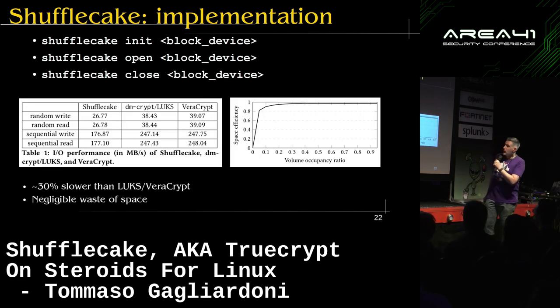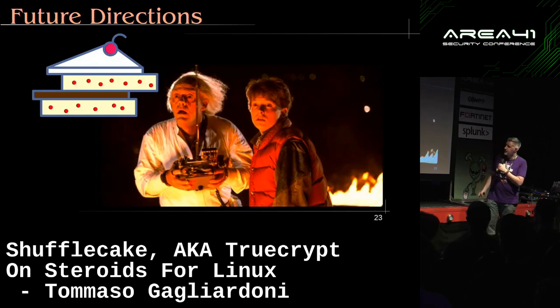Performance. So if we do benchmarks with this version of Shufflecake, but we are about to release a big improvement, we have roughly 30% slower performance than LUKS or TrueCrypt, which is totally acceptable for daily use because LUKS and TrueCrypt are very, very fast. You basically don't see them. And it has a negligible waste of space. As you write data on the device, the amount of space that is taken by the fragmentation of slices goes to zero. So basically you're not wasting any space at the end.